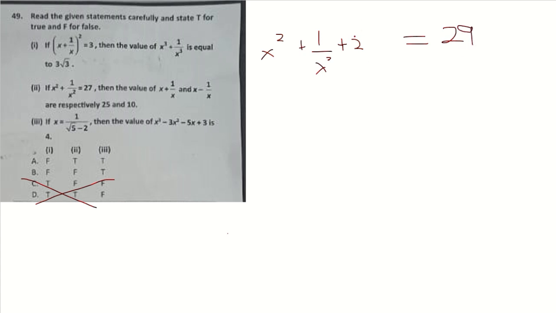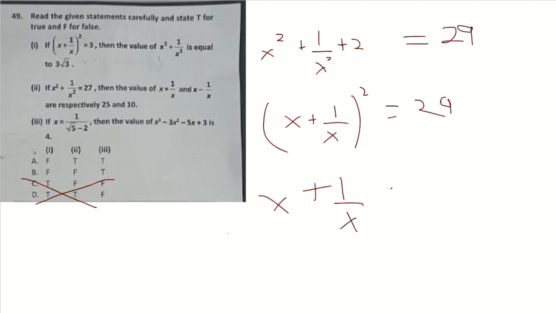right? Because we're adding 2 to both sides, and a square plus b square plus 2ab is the formula for a plus b whole square. And 2 into x into 1 by x is equal to 2. So we can say that x plus 1 by x whole square is equal to 29, and so x plus 1 by x is equal to root 29, which will be a little more than 5 point something. Here it's given as 25, which is incorrect. So the answer is option B, false, false, true.